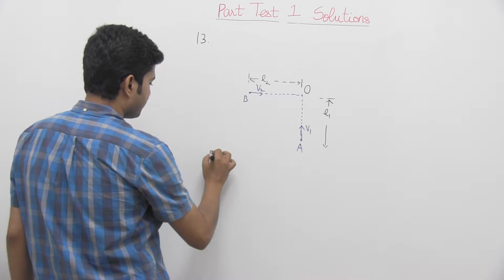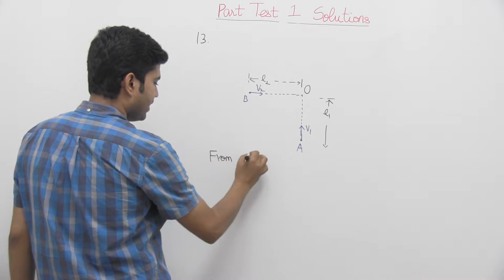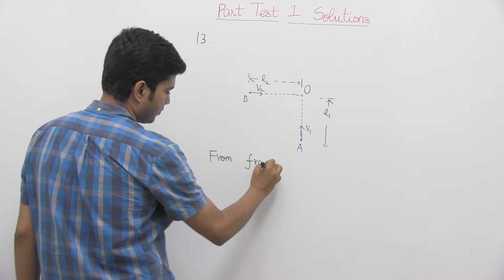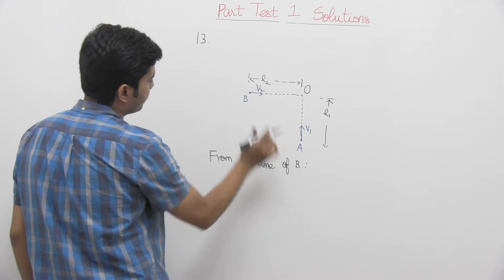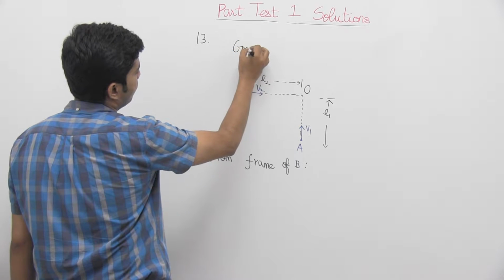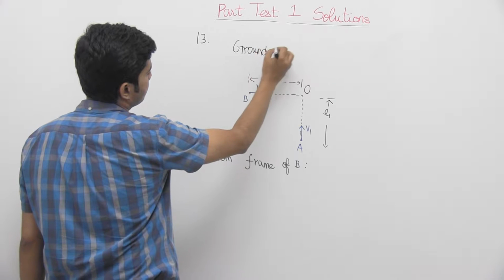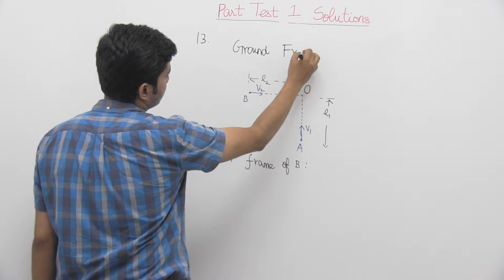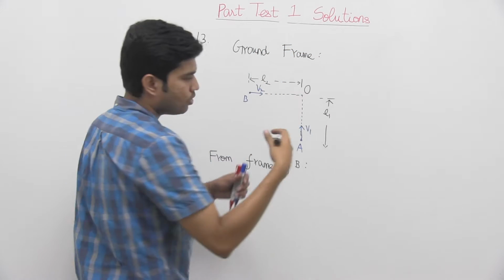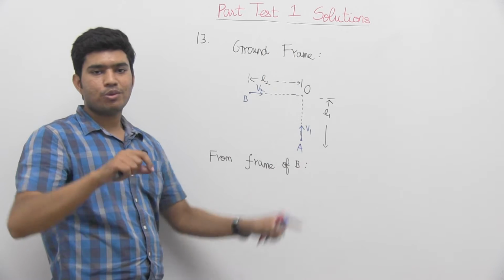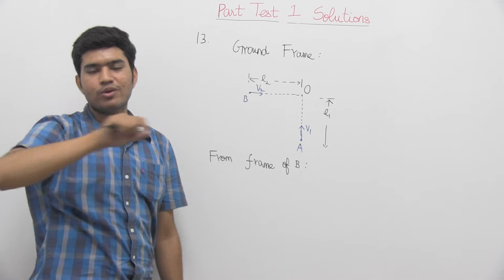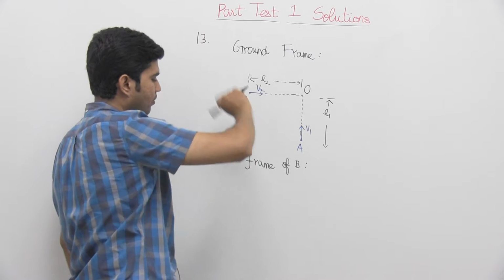So from the frame of B, this was from the ground frame. This is from the ground frame. And you must have observed a lot of times, for this observer, how will this observer move? It will go straight, it will go this, how will it go? Actually, it will go like this. Why will it go like this?